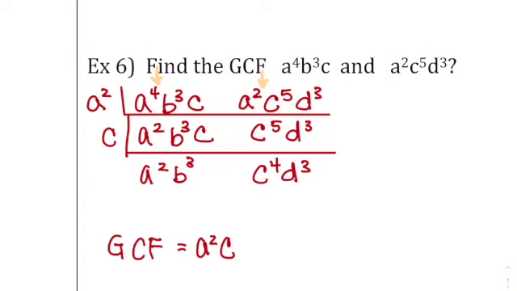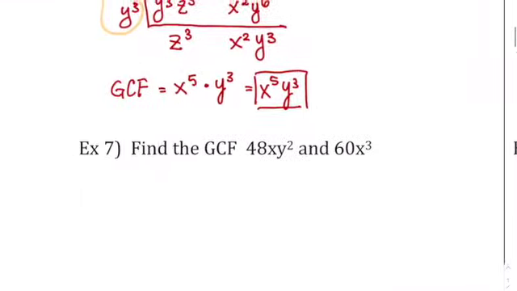And then if you look at the next letter, which is c, this one has a c, this one has a c, but nothing else. So c can come out, and then everything else is left over. Now you say, can I do those in one step? Absolutely. I will definitely show it to you in the next few examples. For example number 6, the greatest common factor is a squared c. On to example number 7.